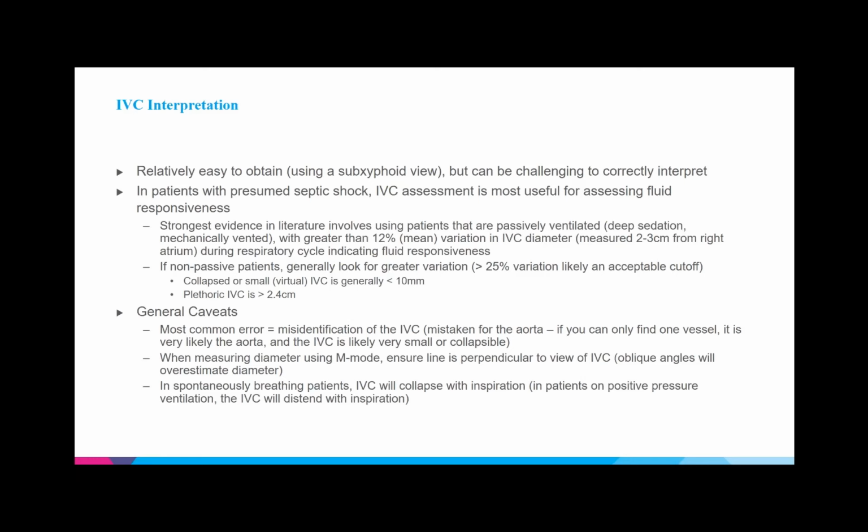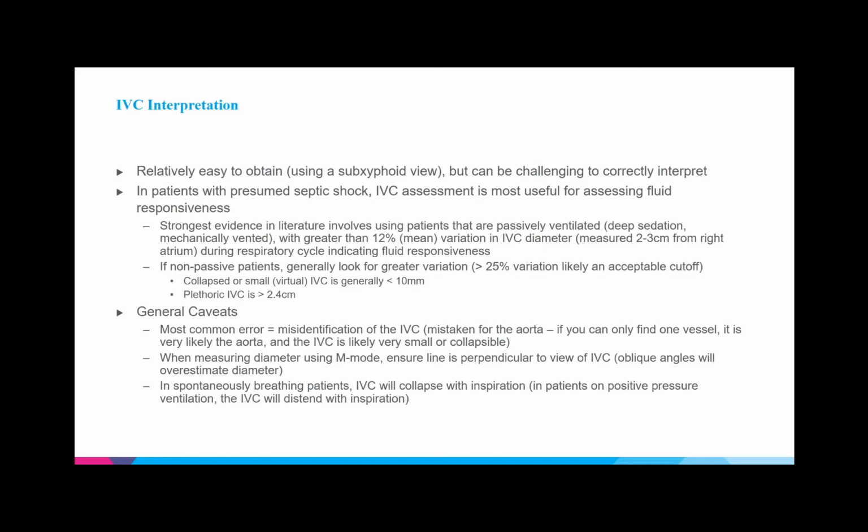And so in patients with presumed septic shock, it's going to be most useful for assessing fluid responsiveness. And actually the strongest evidence in the literature has historically been studied with patients who are passively ventilated. And so that means patients who are deeply sedated, paralyzed, even on mechanical ventilation with very high tidal volumes. And in those patients, if they saw a greater than 12% variation in IVC diameter, then that would be indicative of fluid responsiveness. So in the real world, we obviously don't have a lot of patients who meet that criteria.